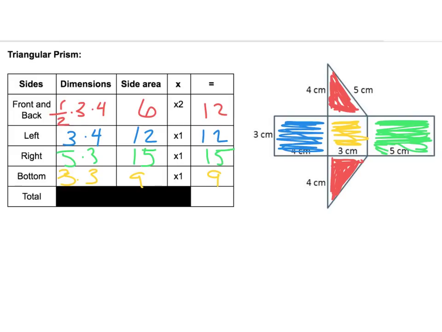All right, now we can add everything together. 12 plus 12 is 24, plus 15 is 39, plus 9 more is going to be 48. Our area is 48 square centimeters. Sorry, that is surface area. Our surface area is 48 square centimeters.